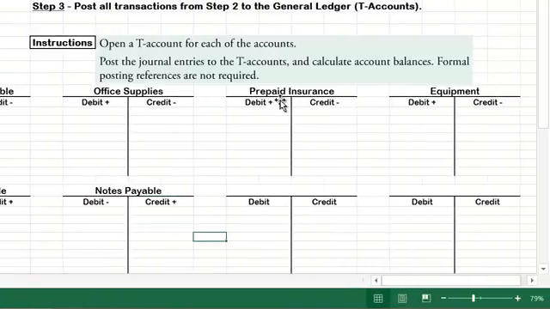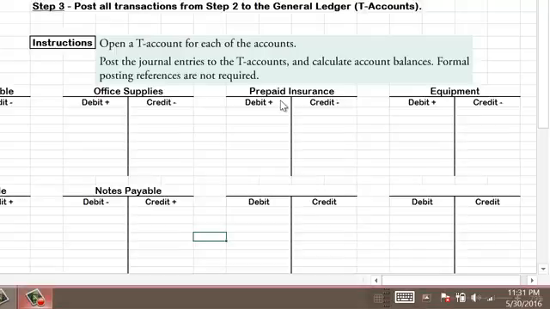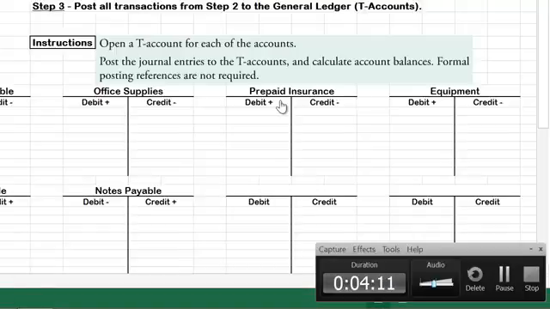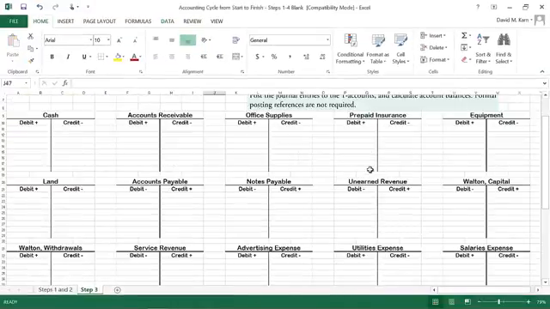Okay, I think that you get the drift of what we're doing here. So I'll go ahead and pause the video here and then come back to you with all the T accounts set up, ready to post the journal entries. Okay, so we're back now, and I finished up all of the T account preparation.